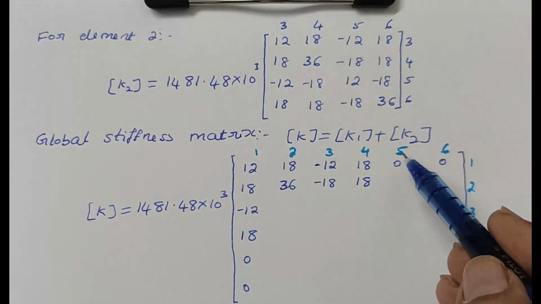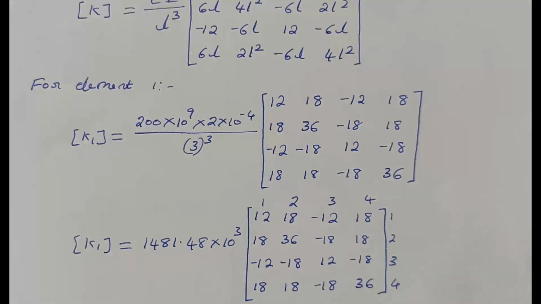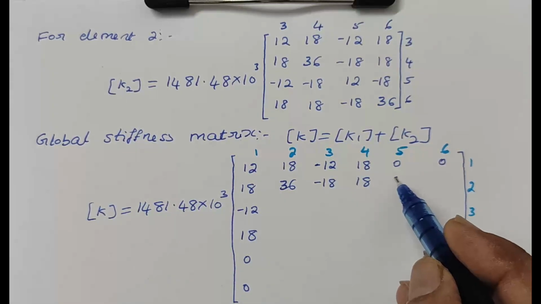Next is element corresponding to 5 and 2. See, in K1 we don't have any element corresponding to 5 and 2. Similarly in K2 we don't have any element corresponding to 5 and 2. Therefore element corresponding to 5 and 2 is 0.